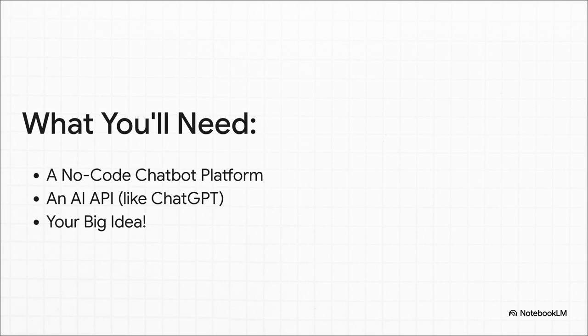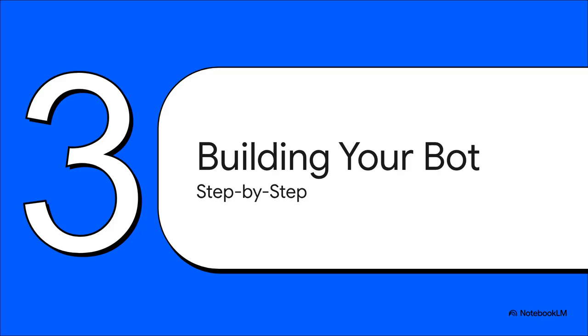So this is literally everything you'll need. First, a no-code platform. Think of this as like the visual workshop for your bot. Second, an AI API. That's the brain we're going to plug in. And third, and this is the most important piece of the puzzle, your big idea. What you actually want your bot to do. All right, here we go.